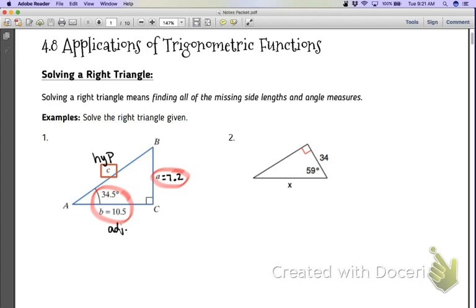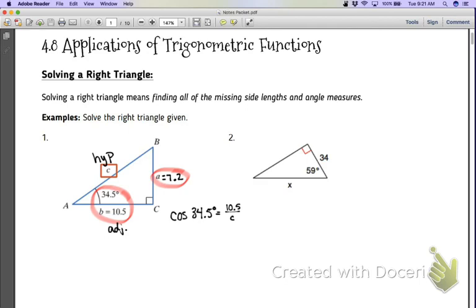So then, if I have C, again, C was the hypotenuse, 10.5 was the adjacent side, which of my three trig functions am I going to use? Sine, cosine, or tangent? Cosine, right? So I'm going to have cosine of 34.5 degrees equals adjacent, which is 10.5, over C.